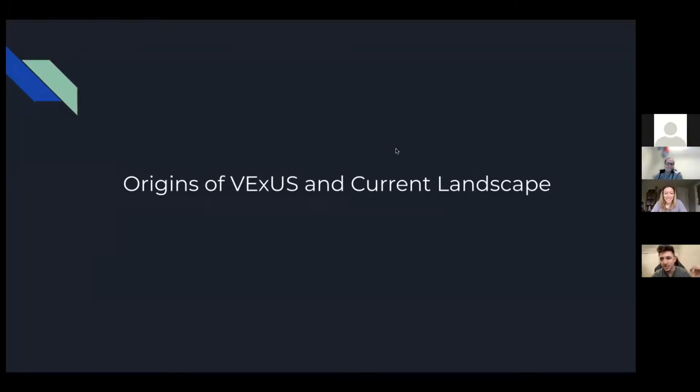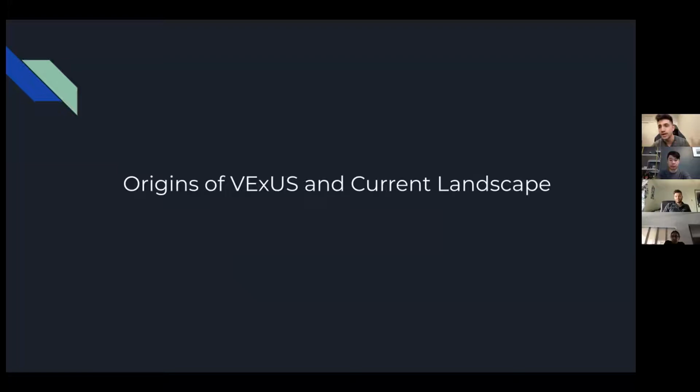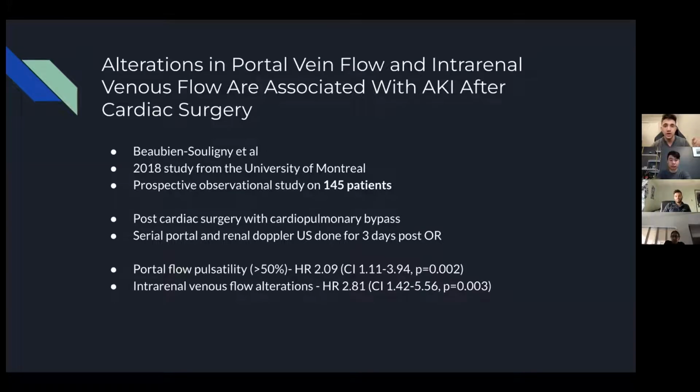Okay, this next part is a little bit dry, and I do apologize about that, but bear with me here. We'll get to some fun stuff after. So this is the origins of VExUS, where it came from and what the current landscape is in the literature. This is the first study looking at venous congestion as a marker for AKI. It's a study by Beaubien-Souligny et al. and his colleagues from the University of Montreal.